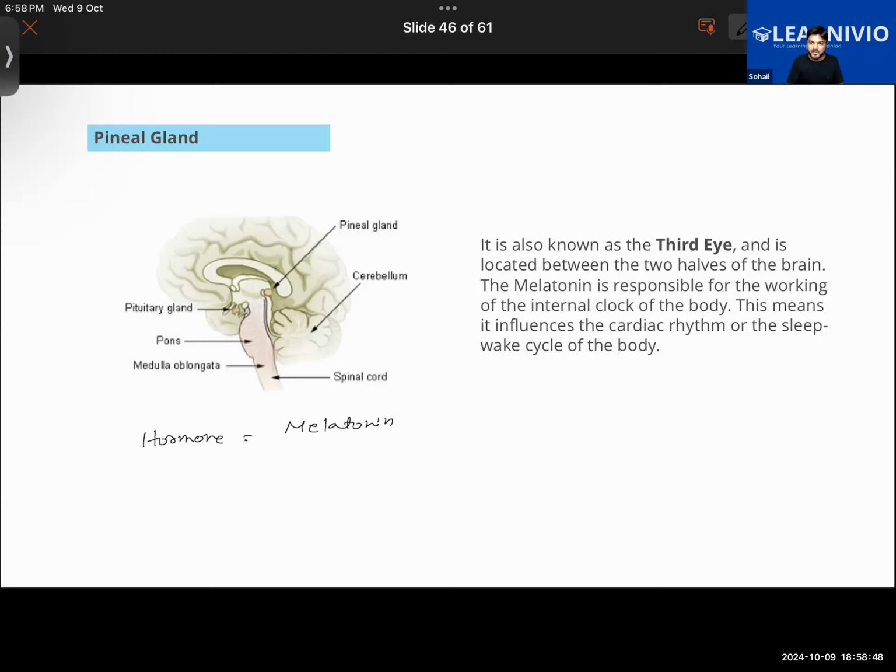So it will be sensing the light and the darkness. It will be sensing whether it is day or night through the help of the retina. Got this now? Because of that, it will be secreting melatonin, and melatonin will be promoting sleep.